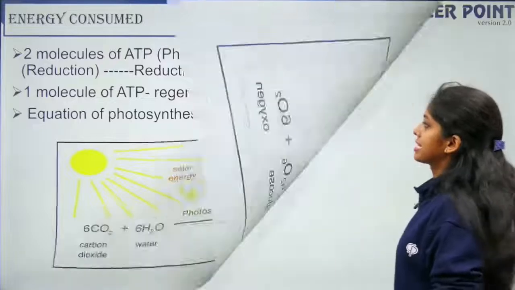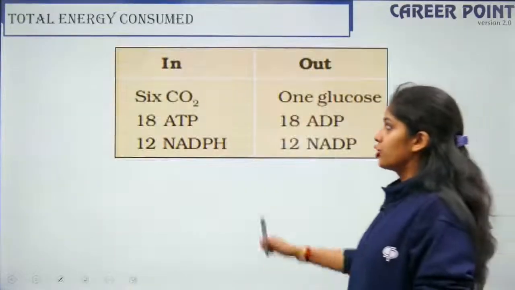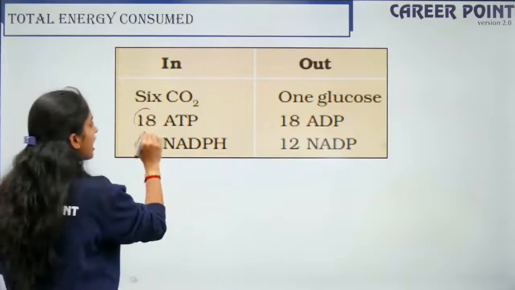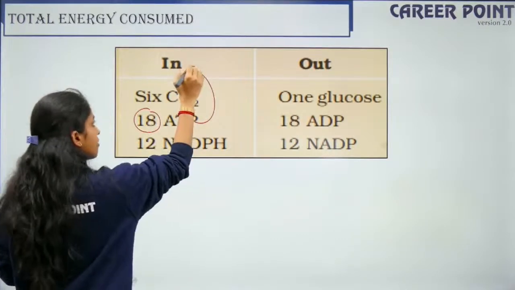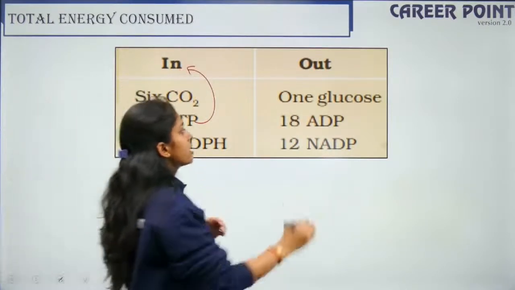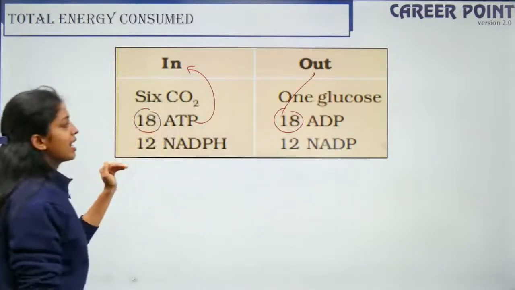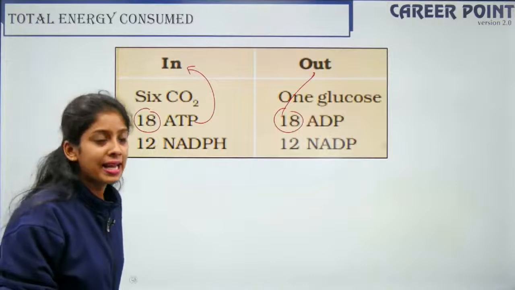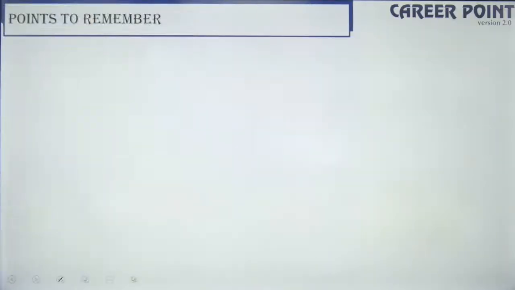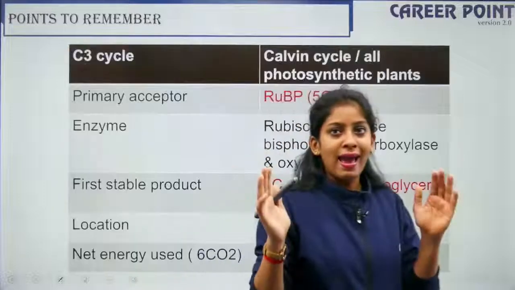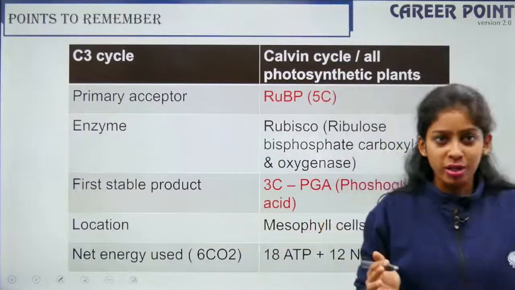Right? Yes. So here we go. So the total energy gain for 6 molecules of carbon dioxide, 18 ATP has to be given inside. So what comes out is your 18 ADP. Then you give 12 NADPH and 12 NADP+ comes out. So now we are finally done with your C3 cycle. So I have tabulated the points to remember.